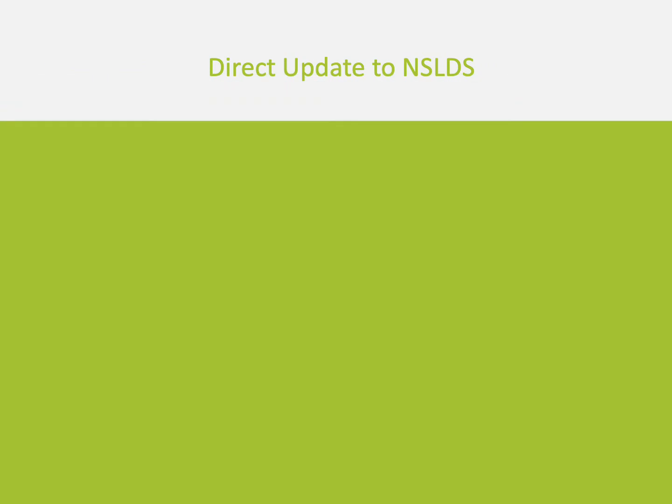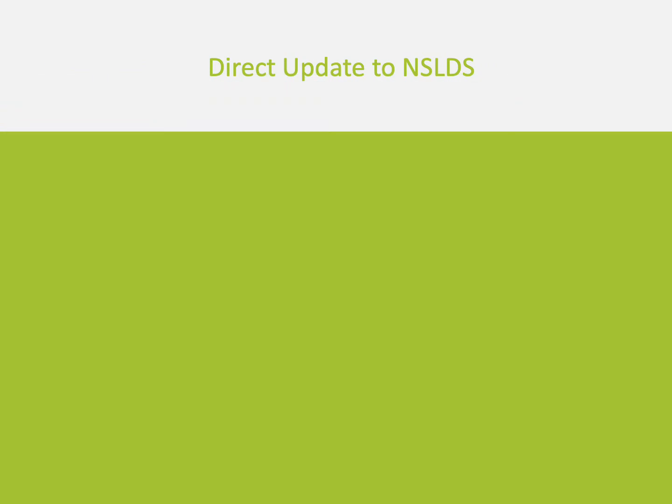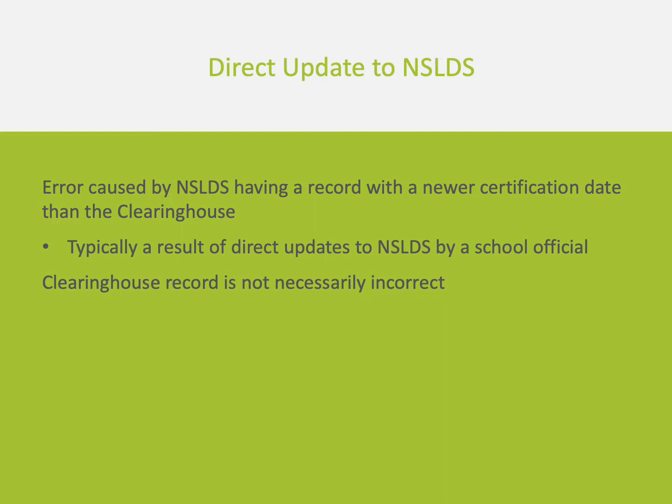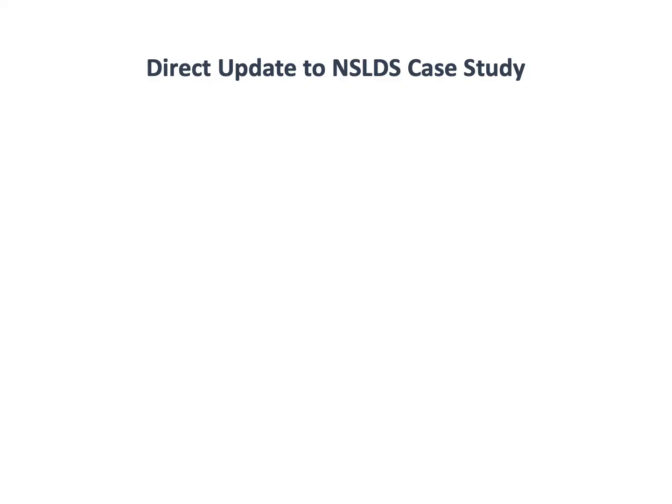The first scenario for Error Code 32 is a direct update to NSLDS. For this scenario, the Error Code 32 is caused by NSLDS having a record with a newer certification date than the Clearinghouse. Typically, this means that a direct update was made by someone at your school without the same update being made in the Clearinghouse afterwards. The error 32 does not mean that the Clearinghouse record is incorrect. It just means that NSLDS is seeing it as older than their data. Now we will go over a case study on this scenario.